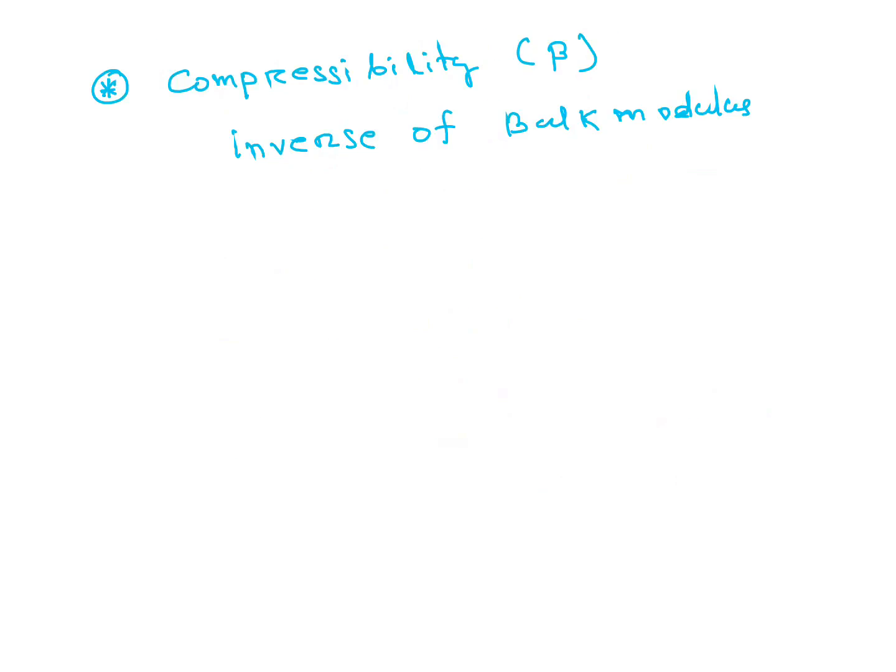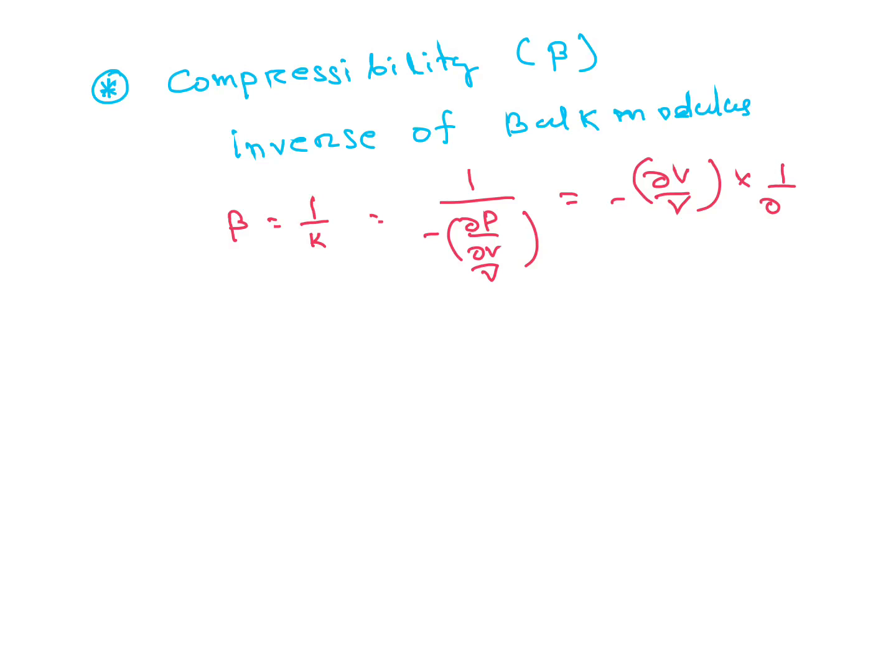Then compressibility beta, it's the inverse of bulk modulus. So beta equal to 1 by K, 1 by minus dp by dV by V. In problem solving you have to use this formula. Two, three times they have asked this question, bulk modulus and compressibility. Problem you have to solve.